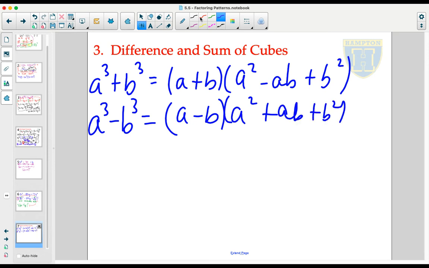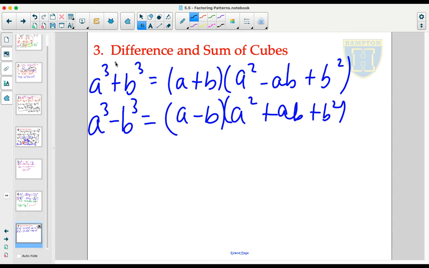When you're trying to remember the formula for factoring a cube, whether it be a difference or a sum, the easiest way to remember it is that all of the terms fall in the same order. It goes a, b, a squared, ab, and b squared. The key is to remember the order of the signs.